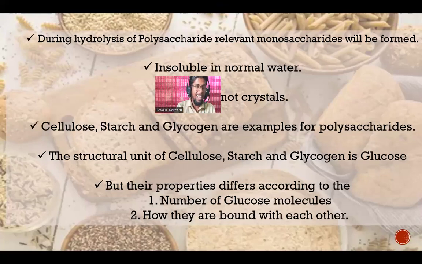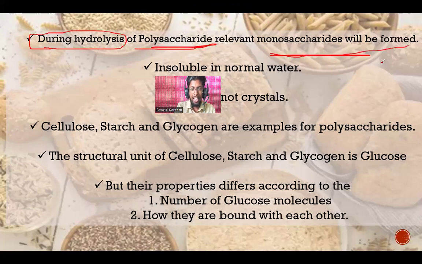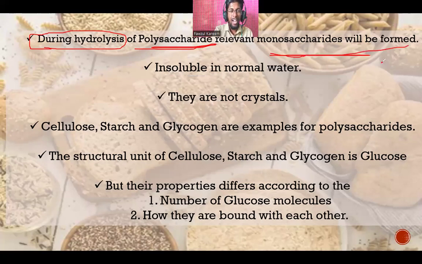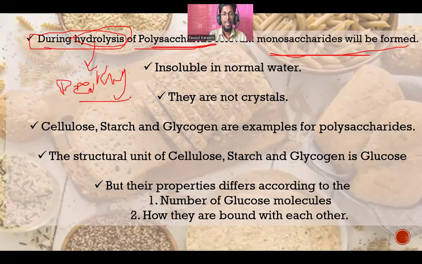Tell whether it is correct or wrong. During hydrolysis of polysaccharide, monosaccharide will form. Is it correct or wrong? Hydrolysis means what is that? Breaking down. Hydrolysis means breaking down. Say whether it is correct or wrong. During hydrolysis of polysaccharides, monosaccharides will form. Is it right or wrong?